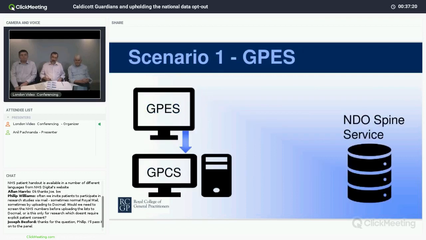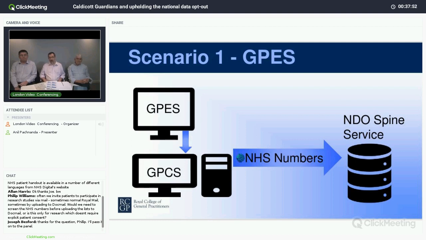So in our first scenario, the GPES system is run by NHS Digital. They create the business rules to identify the patients whose information is going to be gathered. They put that all together and they send it to the GP clinical system. The GP system then processes that set of business rules and generates a list of NHS numbers. And this is the service that Paul showed you.